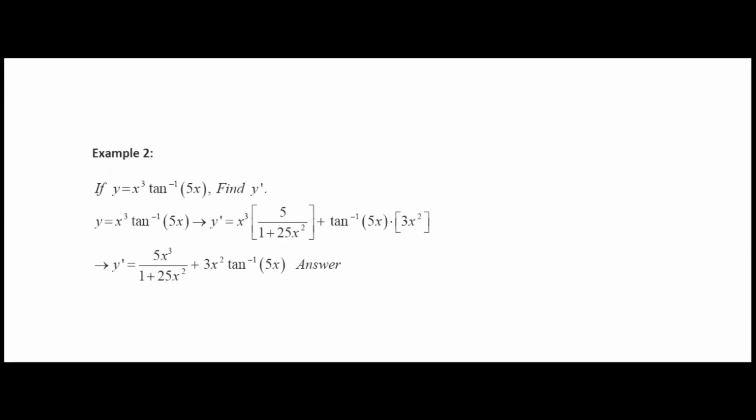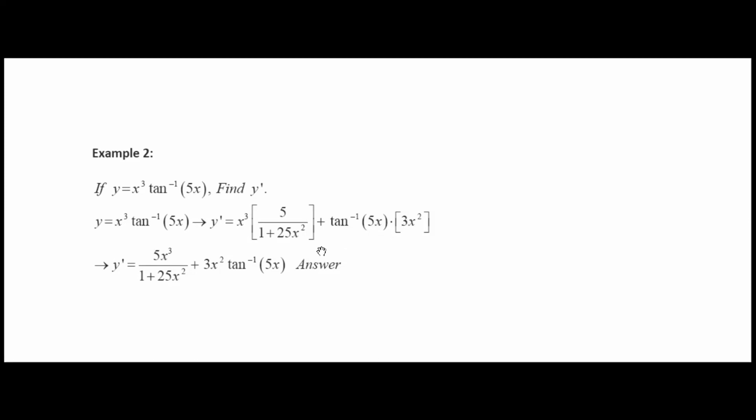Now, example 2. If y is equal to x cubed times the inverse tangent of 5x, find y prime. So we need the product rule here. Let's begin. We'll restate the problem. Now let's use the product rule, which is the first, x cubed, times the derivative of this. Now this is my u, 5x. So we take the derivative of 5x, which is 5 over 1 plus 5x squared, which is 25x squared, plus the second, inverse tangent of 5x, times the derivative of x cubed, which is 3x squared.